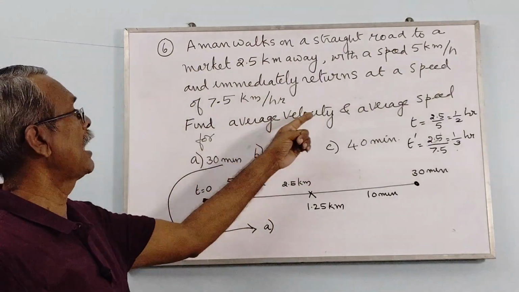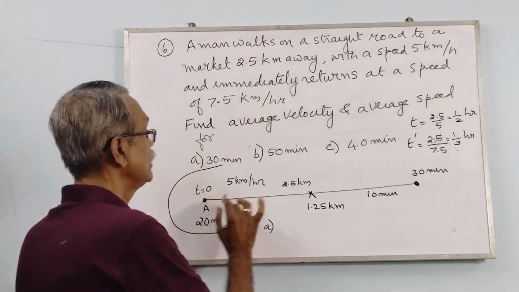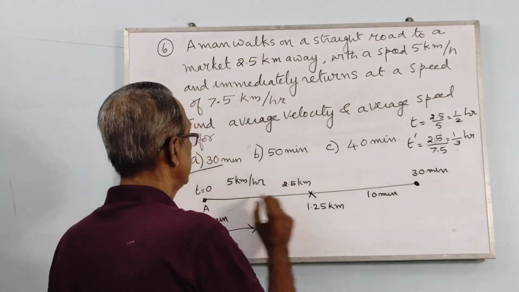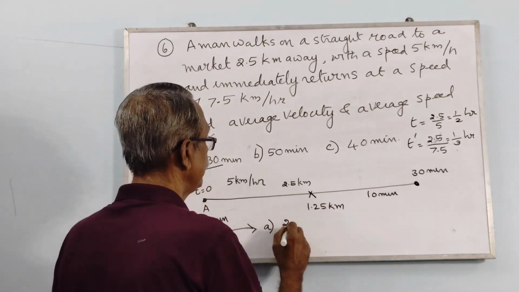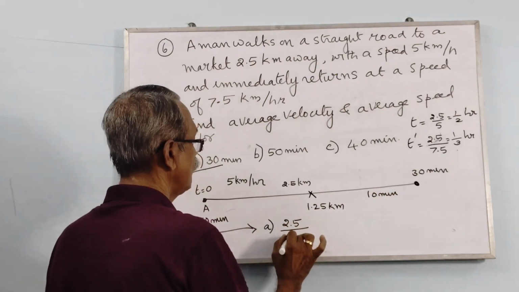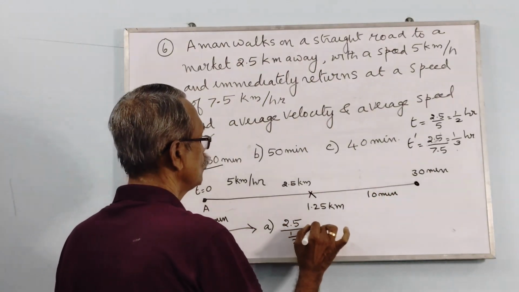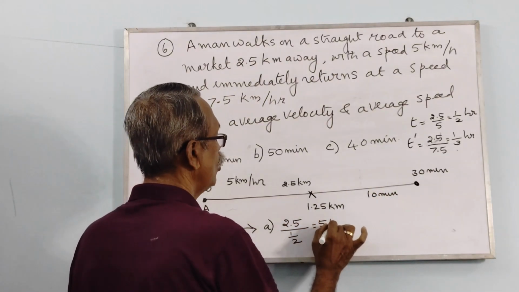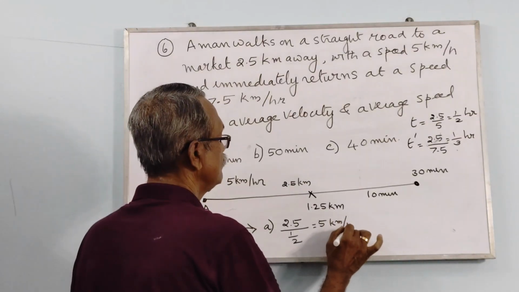You have to calculate the average velocity. The displacement is 2.5. Time is 1 by 2. So this is 5 km per hour.